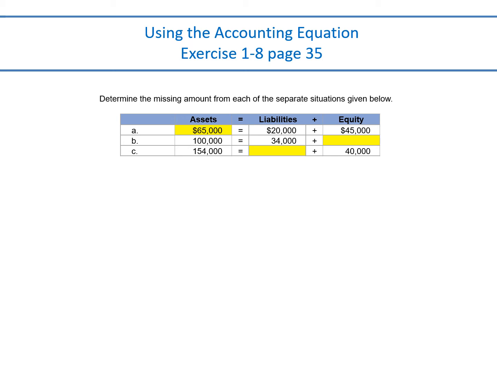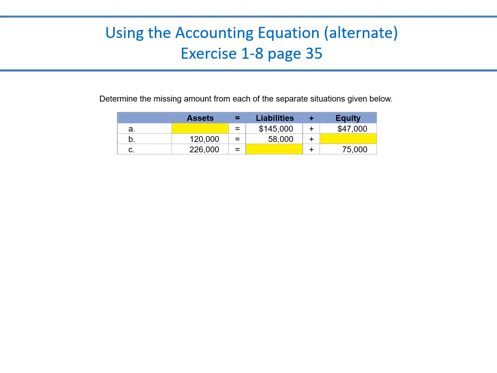In part B, assets are $100,000, liabilities are $34,000, and we're to solve for equity. So $100,000 minus $34,000 must mean that our equity is $66,000. In part C, $154,000 of assets minus $40,000 of equity must mean that our liabilities are equal to $114,000. So this is the exact same problem with just some different numbers.